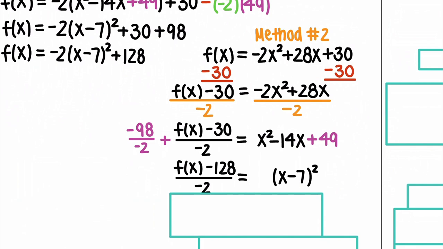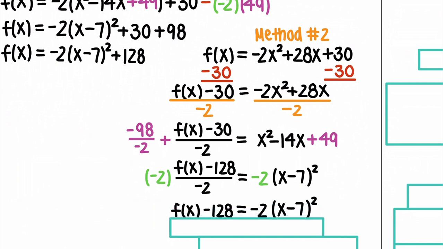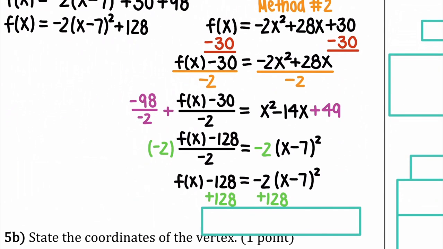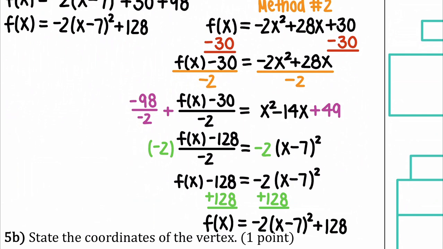So from here, we have to remember the whole point is to isolate f of x. We're just completing the square. So from here, we want to eliminate this denominator of negative 2, and we're going to do that by multiplying negative 2 on both sides of the equation as such. So once we have this down, this gives us f of x minus 128 equals negative 2 times x minus 7 squared. And again, our last move is to isolate f of x by adding 128 on both sides. And that gives us the same exact answer of f of x equals negative 2 times x minus 7 squared plus 128.